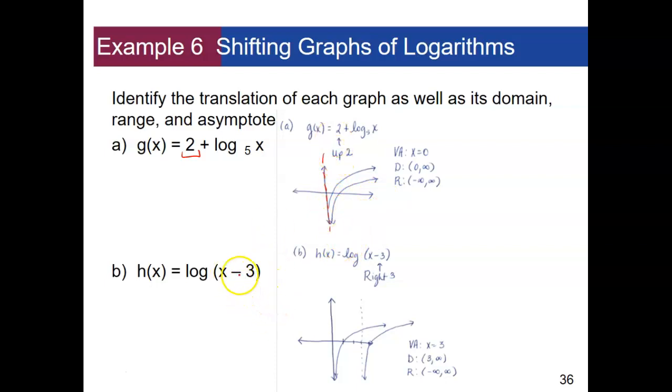Down here, this is going to shift it right 3 units. So here's my regular graph with a vertical asymptote at 0. And then here is my shifted graph that has an asymptote at 3. So everything shifts right, including the asymptote. So the domain, instead of being from 0 to infinity, is now from 3 to infinity, but the range is going to stay the same at negative infinity to positive infinity.